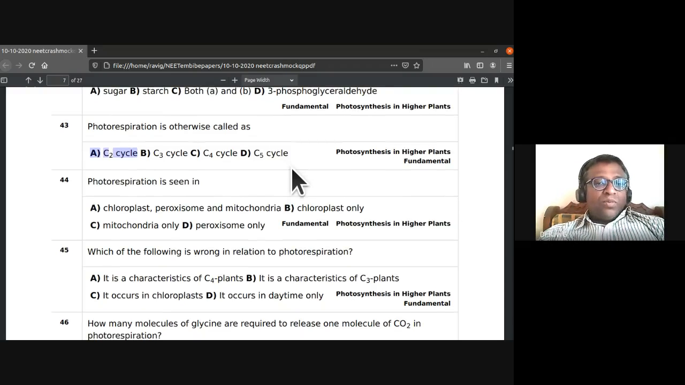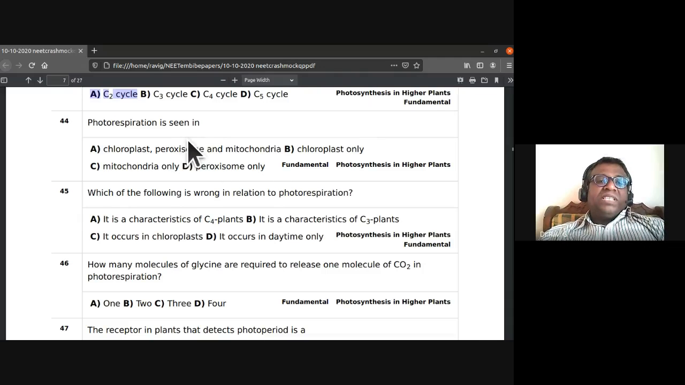Phosphoglycolate, it is C2. Photorespiration is seen in chloroplast, peroxisome, and mitochondria. Chloroplast only, mitochondria only, peroxisome. See, chloroplast, peroxisome, and mitochondria is the right answer. So photorespiration is seen in chloroplast, peroxisomes, and mitochondria.